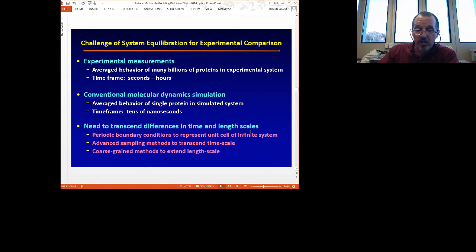That lets us have one small system that can represent really an infinite size, just like a unit cell in a material crystal. But then we also use advanced sampling methods that let us transcend the time scale, and I'll say a few things about this, where we use statistical mechanics algorithms to help us bridge our time scale and represent an equilibrated system as opposed to a time scale based system. And then coarse-grained methods let us extend the length scale by grouping atoms together and reducing the degrees of freedom in our system so we can greatly enlarge the size of the system that we're representing.